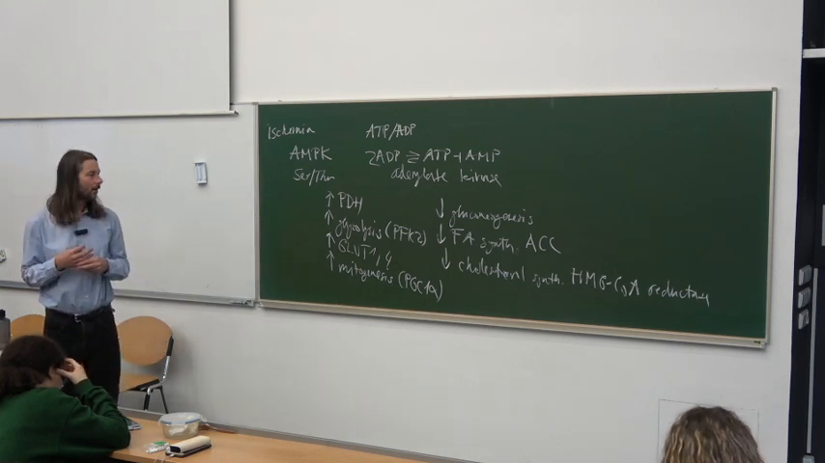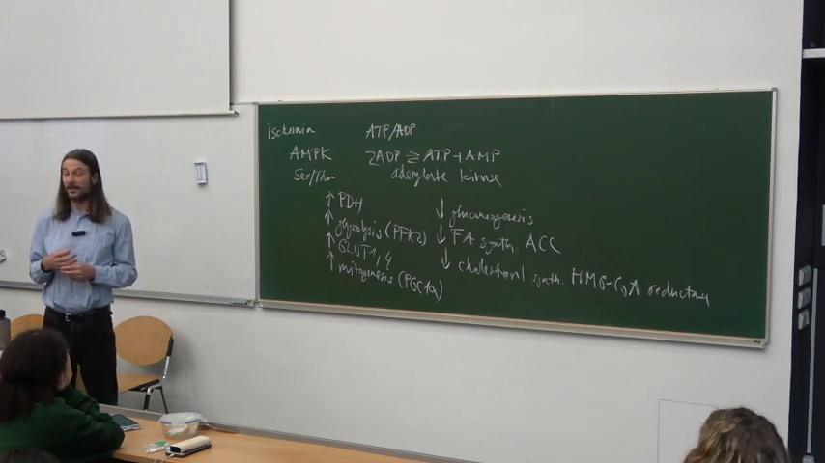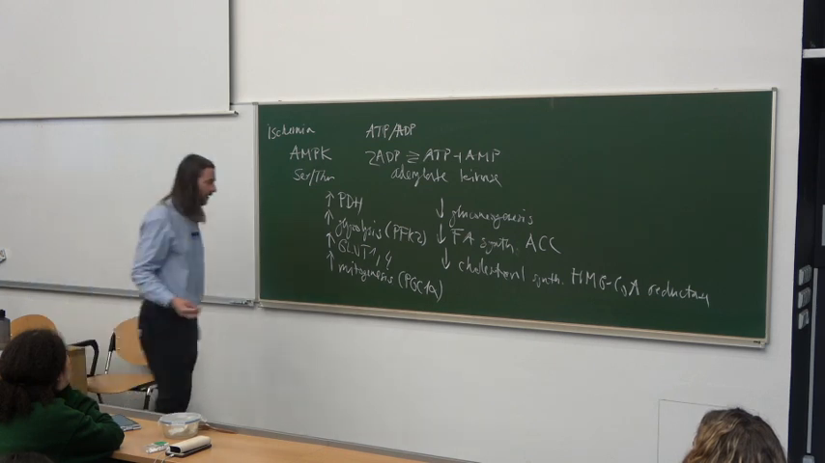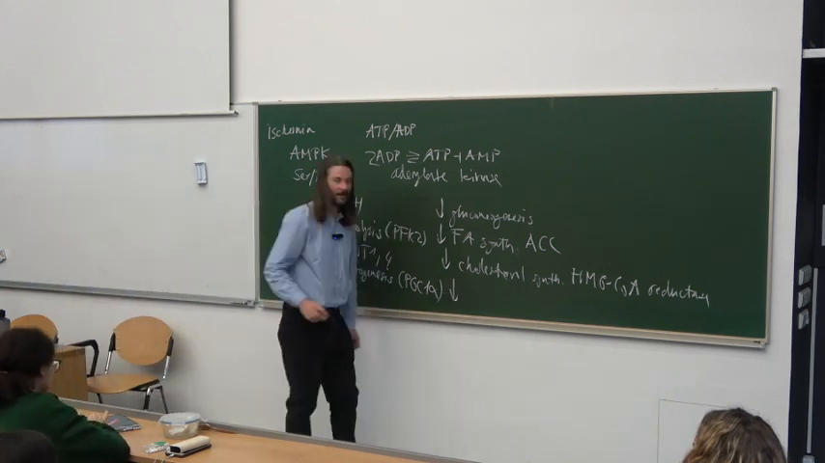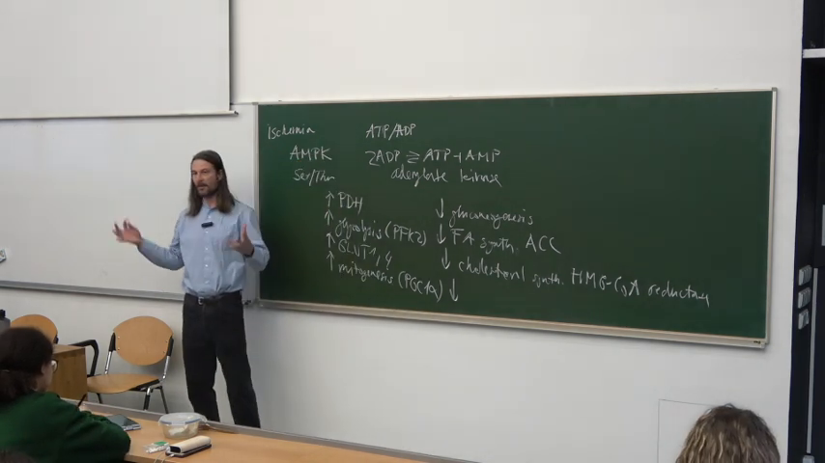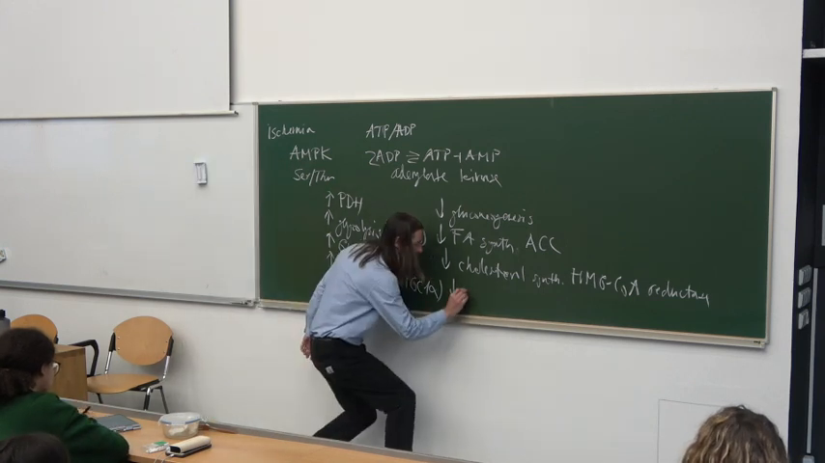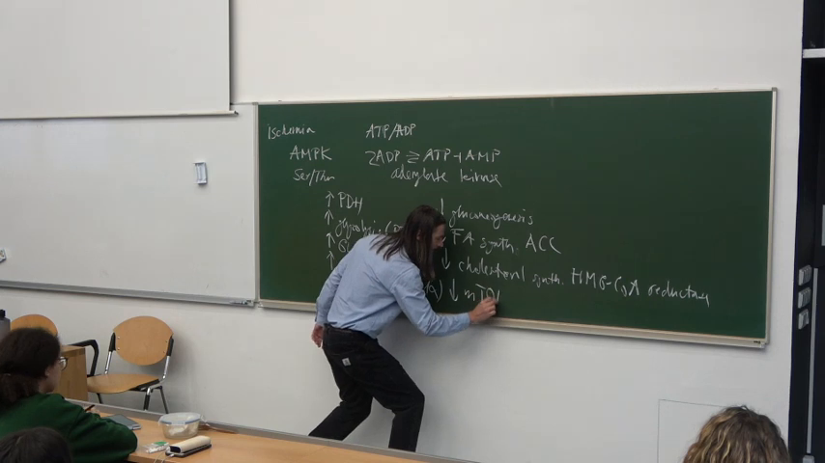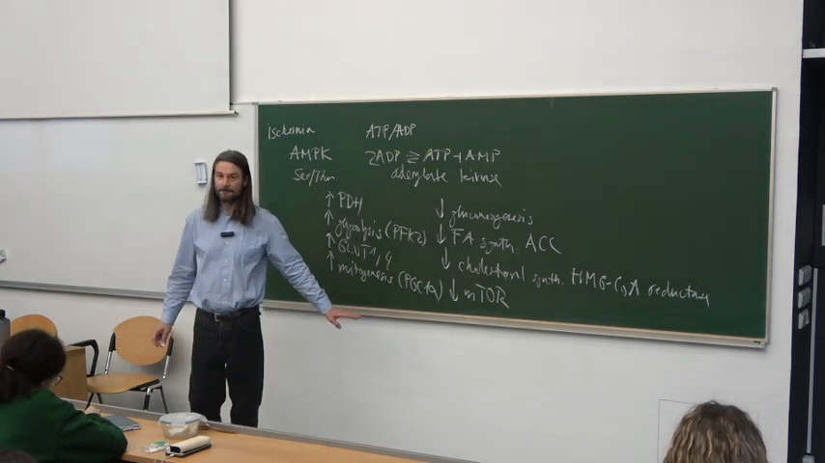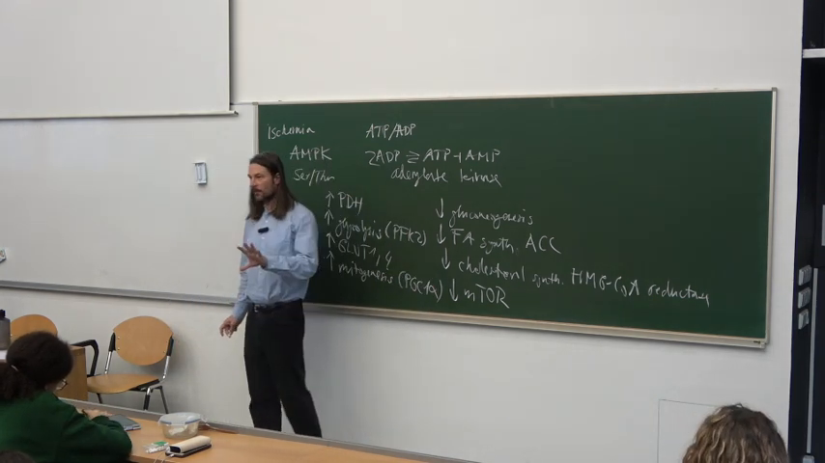The last thing that I want to mention, which is also activated by AMP kinase, and at the same time is a bridge to the next sensor and switch, is a protein complex. It's another protein kinase, but way bigger and way more complicated than AMP kinase. And this one is called mTOR. I'll explain in a second what it means. But AMP kinase will decrease the activity of mTOR.